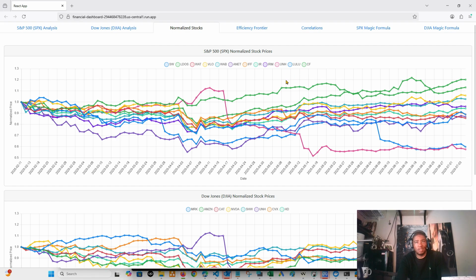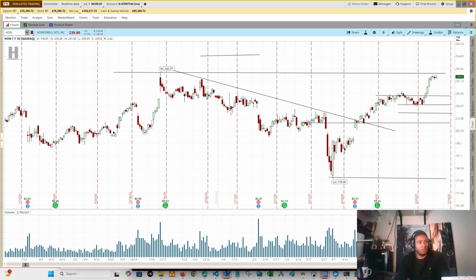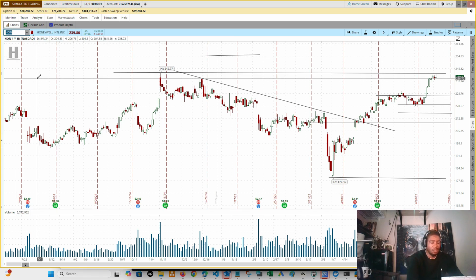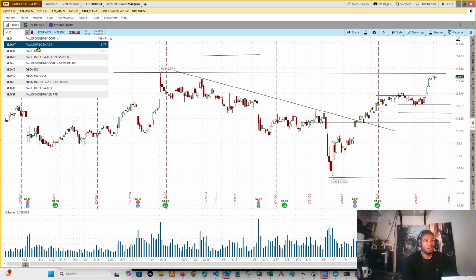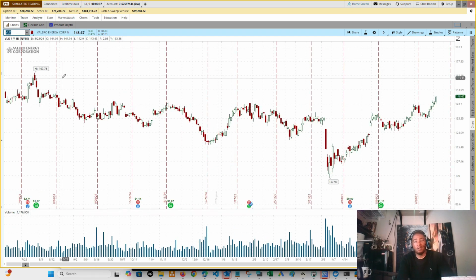So what I'm looking at, let's see, LDOS here, CF is here, and those two are rising, but VLO is rising, and also Walgreens is rising also. So let's look at VLO. Let's look at that stock. I'm going to pull up this here, and you can see I was doing something with HON. Let's go VLO. Let's see, Valero Energy Corporation.